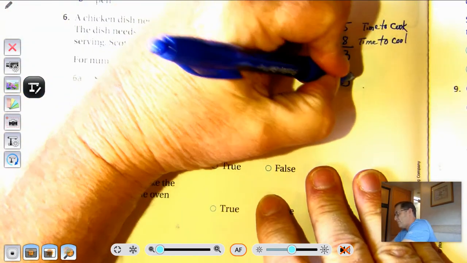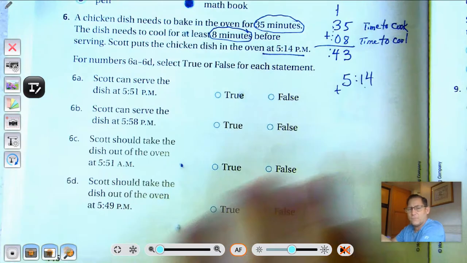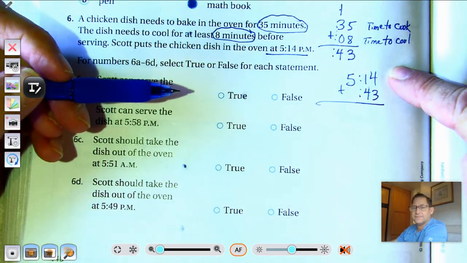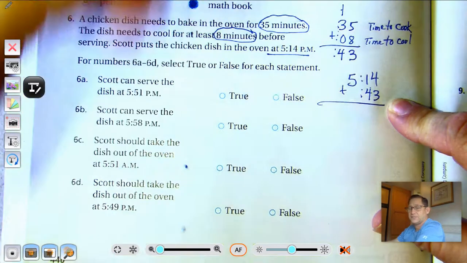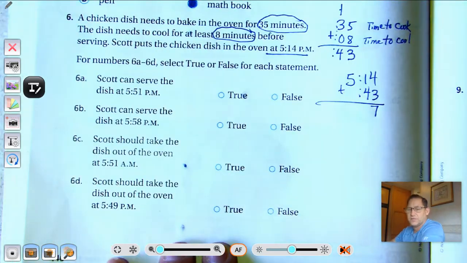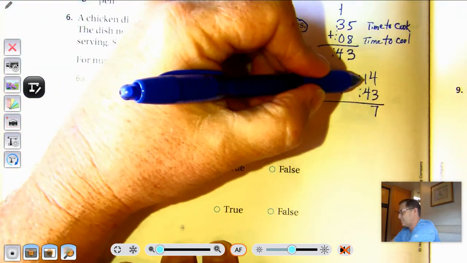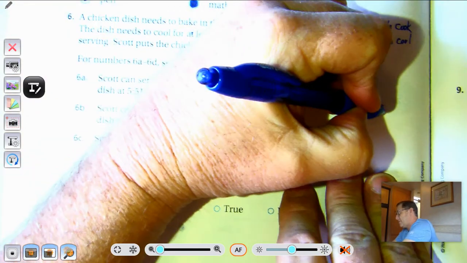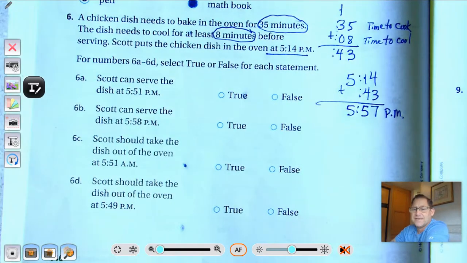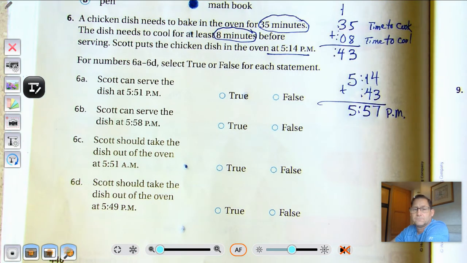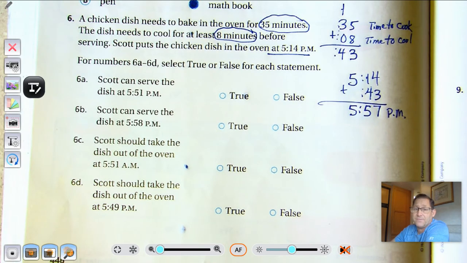So if I start at 5:14, I can add 43 minutes to that. All right. So I start cooking at 5:14. It takes 43 minutes before I can actually serve it. 35 minutes to cook, 8 minutes to cool. 4 plus 3 is 7. Okay, good. We don't have to regroup. 40 minutes plus 10 minutes is 57 minutes. And then there's no hours to add. So I would be ready to serve at 5:57 p.m. So can you serve the dish at 5:51? No. It would be done cooking, but it's not. He didn't allow the 8 minutes to cool, so no.